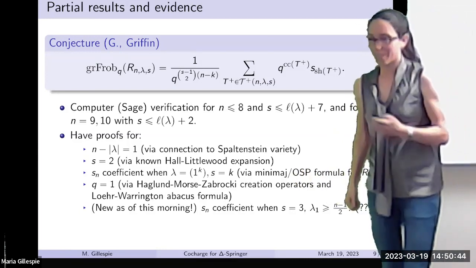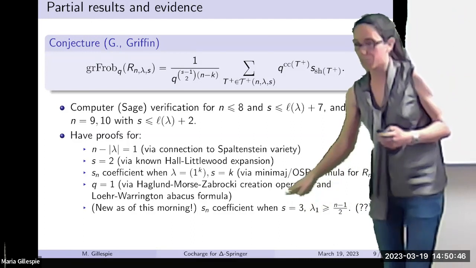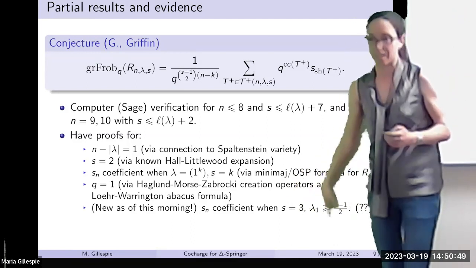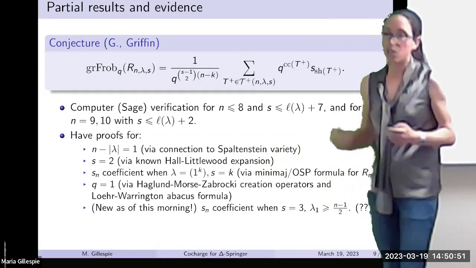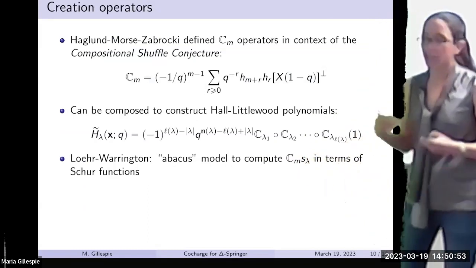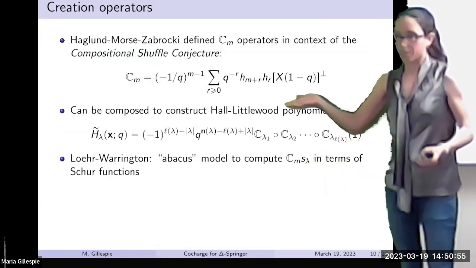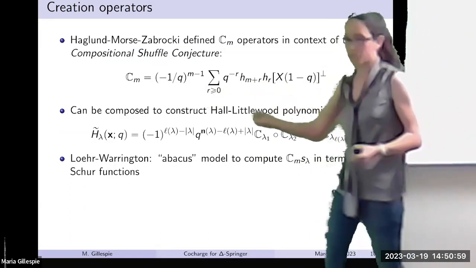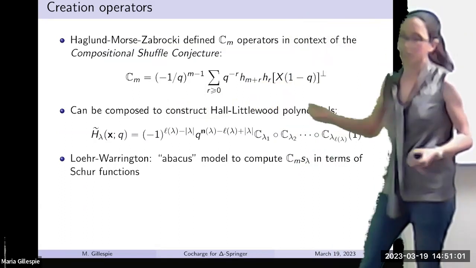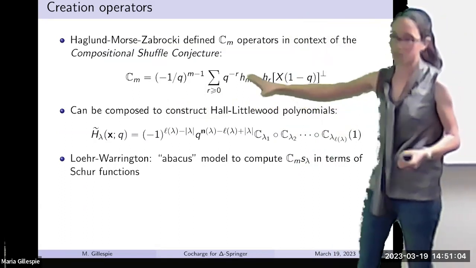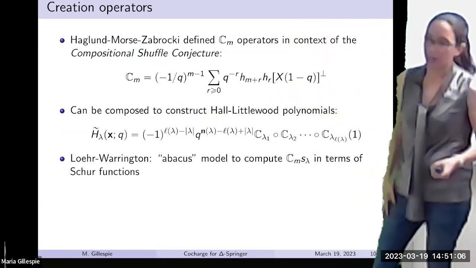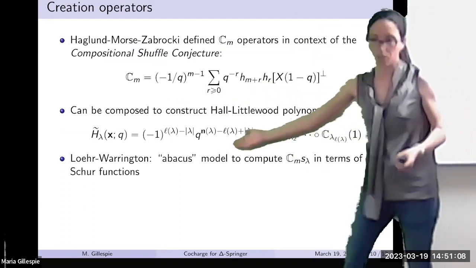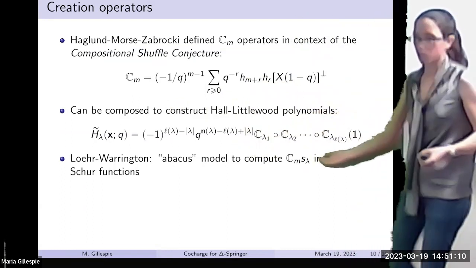So anyway, the last two, both this Q equals 1 and this new thing that I think I have that I think we'll be able to generalize, we're using these creation operators. So the last thing I want to talk about is that there are these creation operators CM by Haglund-Morse-Zabrocki that are defined with this funny formula in terms of plethystic substitutions and perps, and it's an operator, right? And you can compose them to construct Hall-Littlewood polynomials. So this is a known formula.